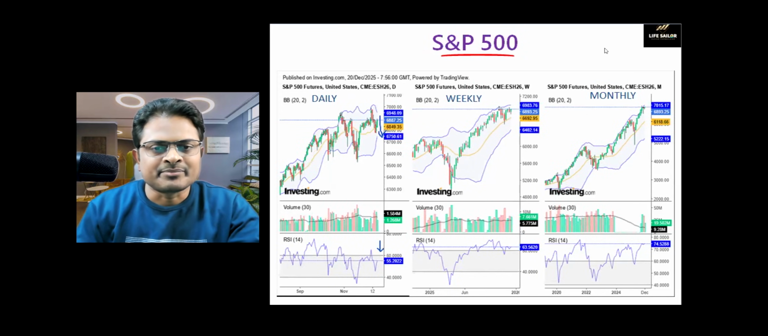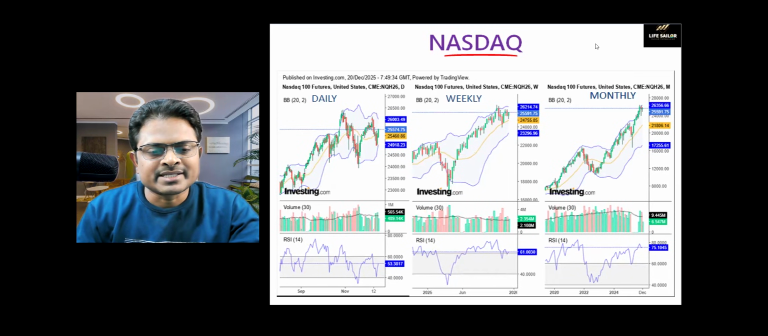Next is S&P 500. Same as Dow Jones, S&P 500 also has weekly and monthly RSI above 60. So the midterm and long term trend is bullish only. Overall S&P 500 is also showing a bullish trend. Third one is Nasdaq. Nasdaq is basically the IT sector for the US market. So here also the same thing, weekly, monthly RSI above 60.